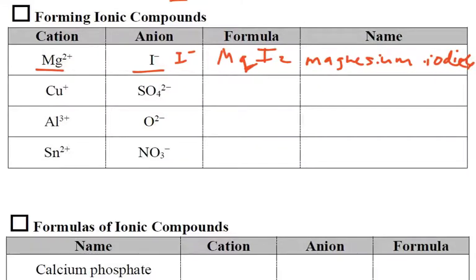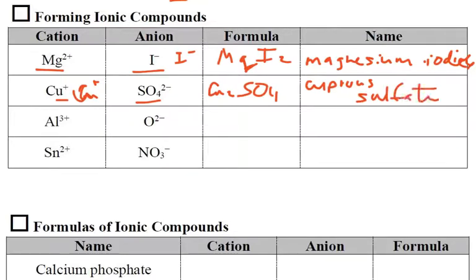Okay, this guy here is copper 1+, so that's cuprous, and here's sulfate. I'm going to need two of these coppers to go with my sulfate, so it's going to be Cu2SO4. Notice also that when we write the compound, we don't put any charges. Once they're balanced, we don't write the charges. And this would be cuprous sulfate. And we also might call that copper 1 sulfate.